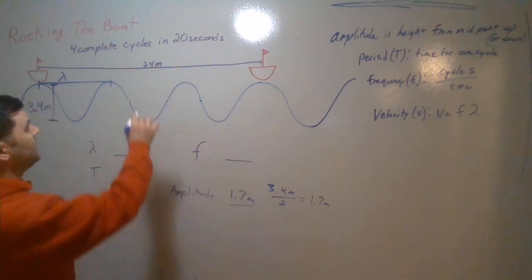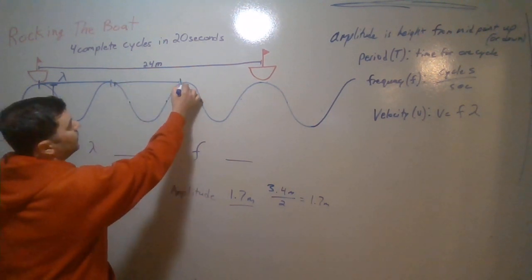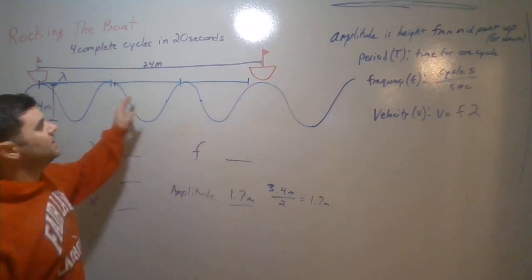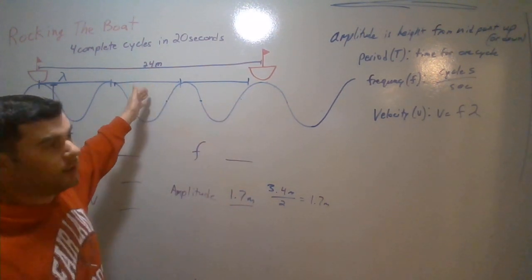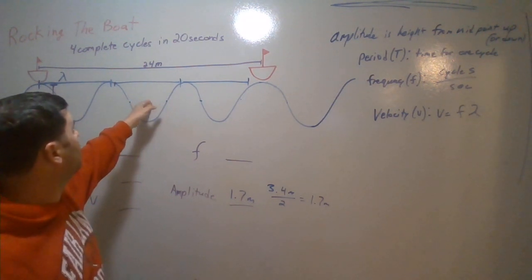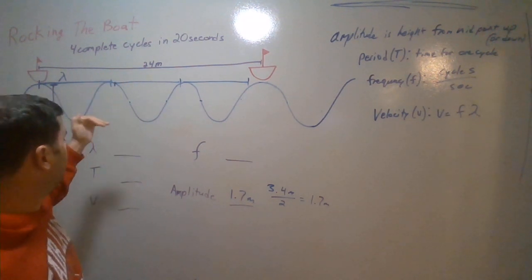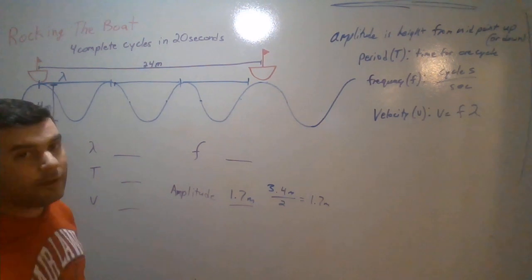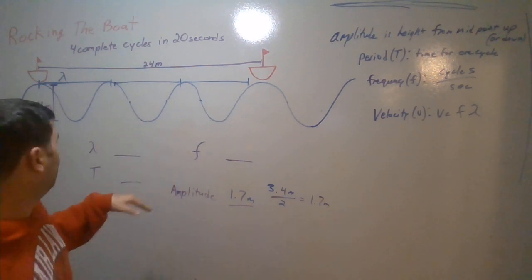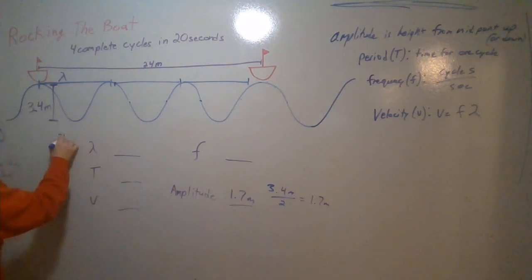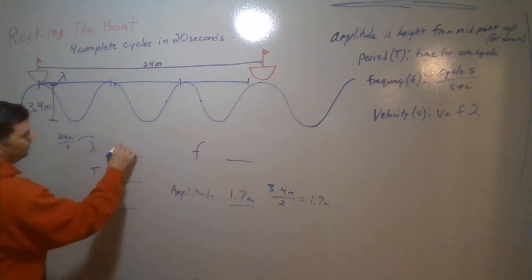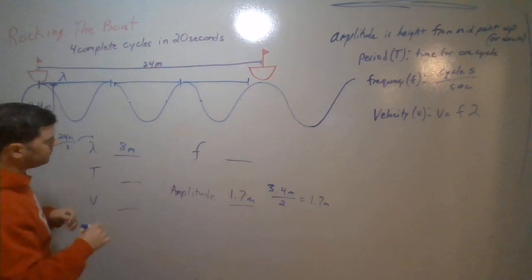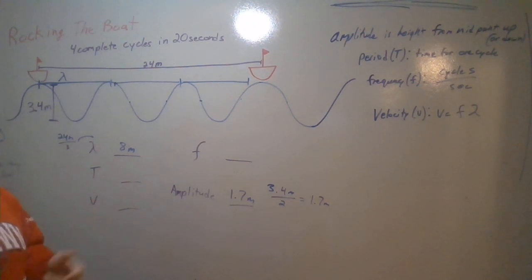What we're going to do is take that and divide it up. How many meters is each one of these waves? It can't be 12 because that's too much. We're actually going to divide that into parts here. We're going to get 8 meters. 24 divided by 3. Okay, so that takes care of wavelength.